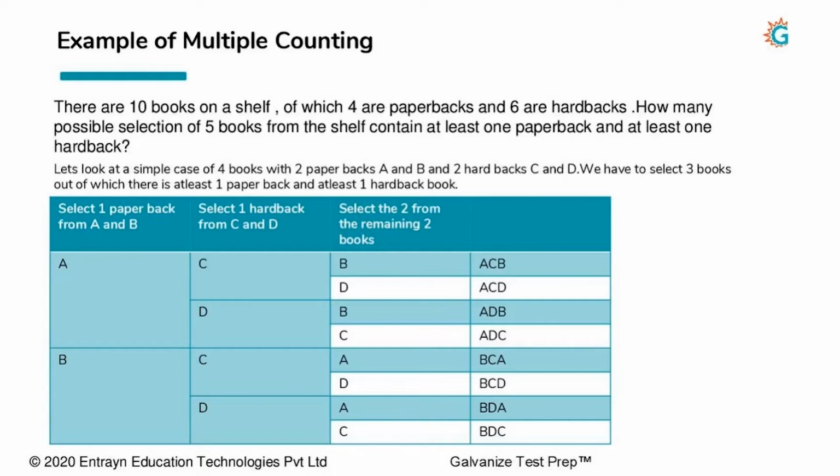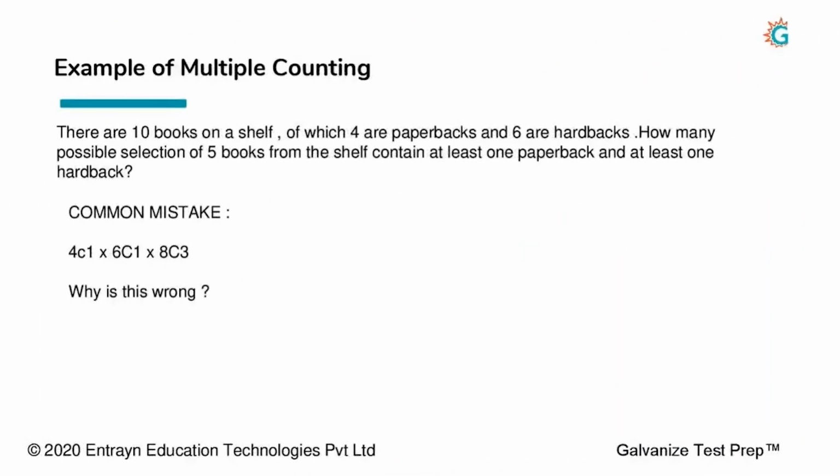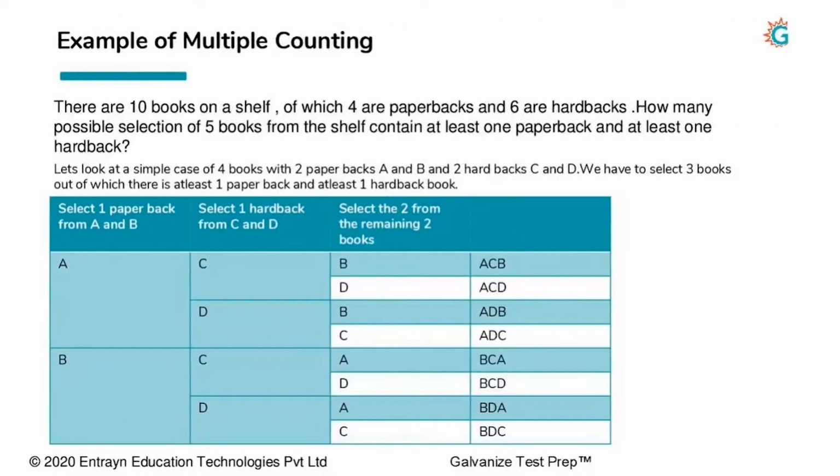If I do that, I have listed all the possibilities here: ACB, ACD, ADB, ADC, BCA, BCD, BDA, BDC. Can you infer from this listing? This is based on the common mistakes that students make. This is exactly what students do, right? If I list everything, can you identify that you are actually double counting here?